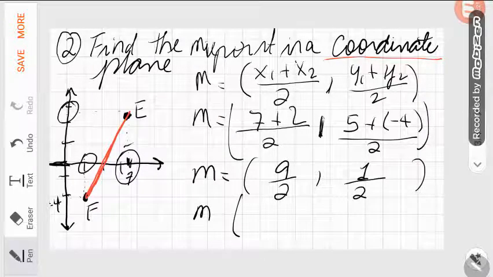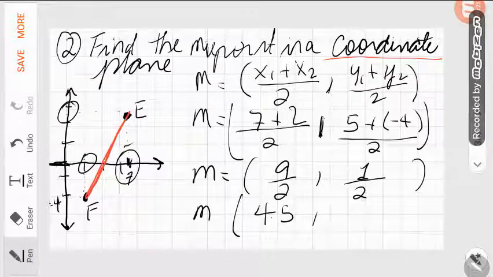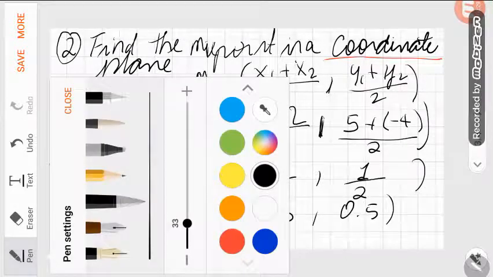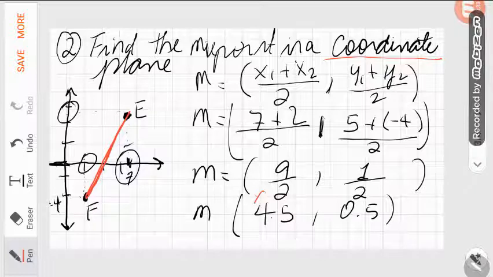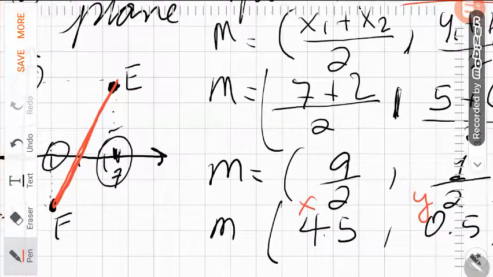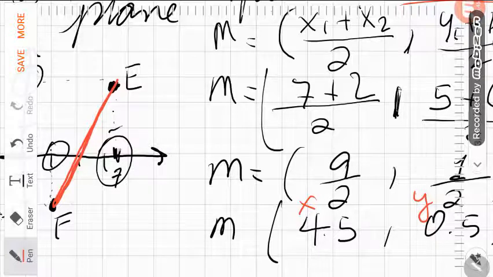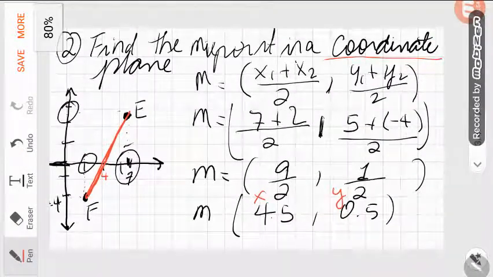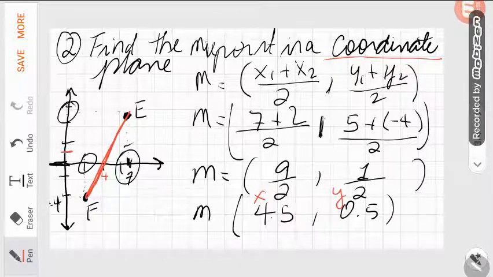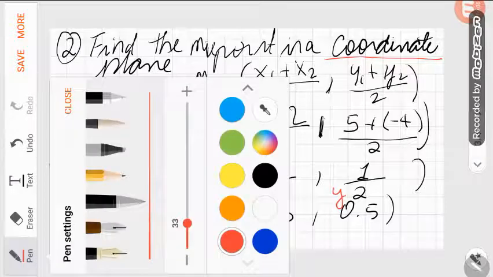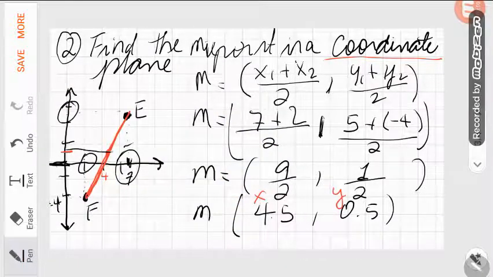So then when I divide now, 9 divided by 2, that'll be 4.5, and here we're going to have 0.5. So these are basically the coordinates for the midpoint. This would be the coordinate for X, and this would be the coordinate for Y. Let's locate that in our coordinate plane. The coordinate on X will be 4.5, somewhere around here. And the coordinate for 0.5 on Y would be somewhere around here. So when I trace these two together, we will find then that our midpoint is located exactly here, which is perfect. As you can see, it's the midpoint of segment EF.